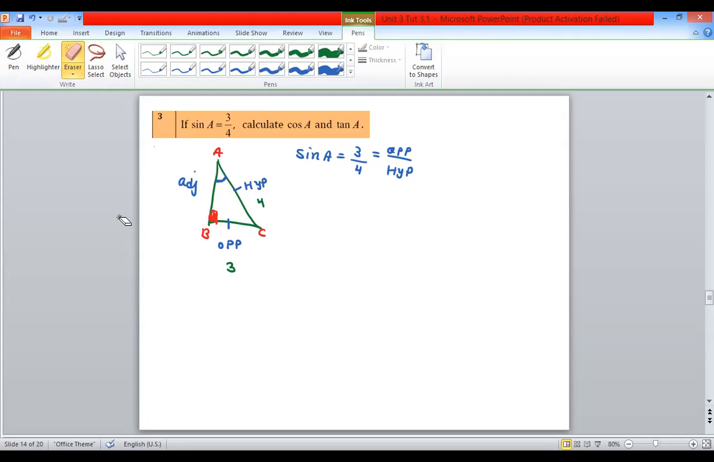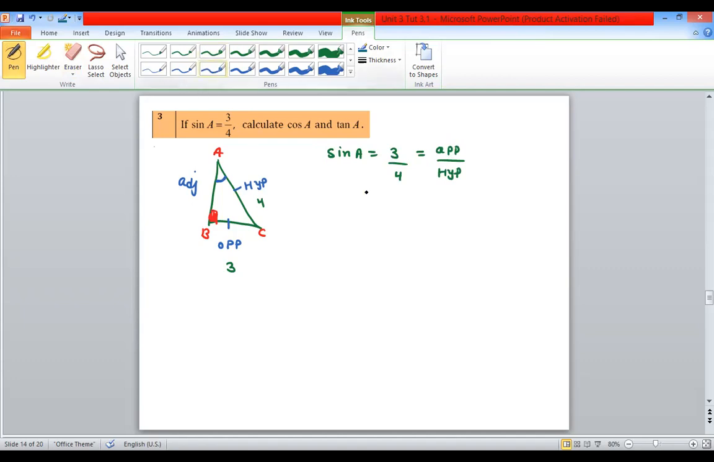Here I am directly taking the value of unit value 1. Okay, so this is your given. Sin A is given. Sin A is equal to 3/4. And the formula of sin A is opposite upon hypotenuse.